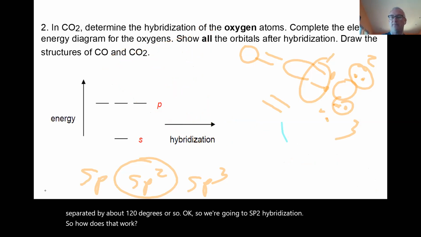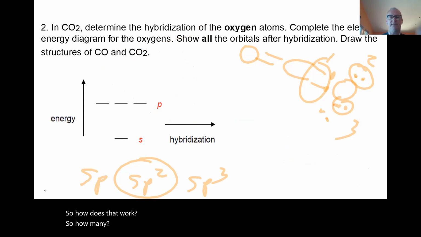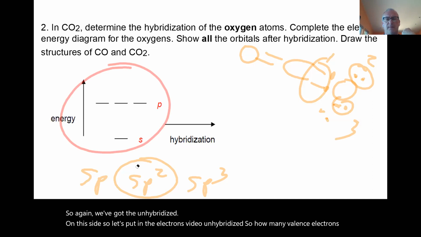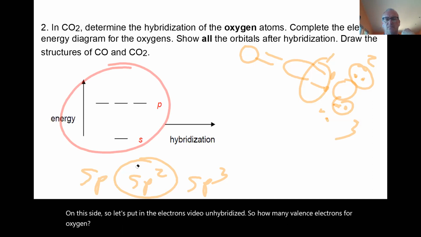First, let's put in the electrons for the unhybridized orbitals, on the left side. So how many valence electrons for oxygen? 6.